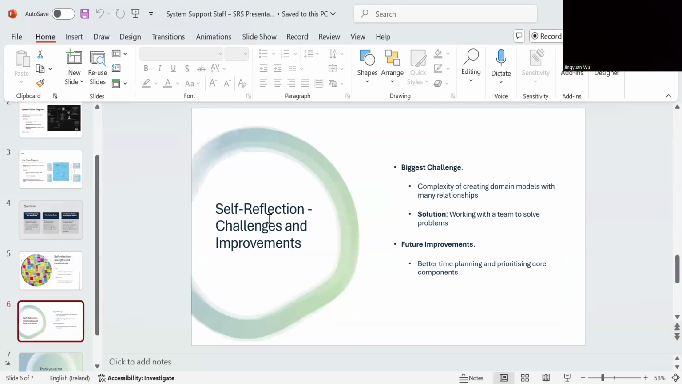The next page is about challenges and improvements. The biggest challenge, I think, the most difficult part for me was creating the domain model, as it was complex and involved many relationships. Later, I solved these problems through teamwork. And for future improvements, if I were to do it again, I would plan my time better and complete the important parts first before focusing on the details.